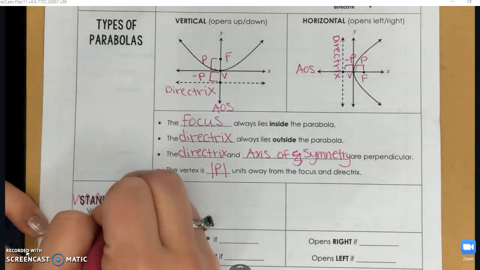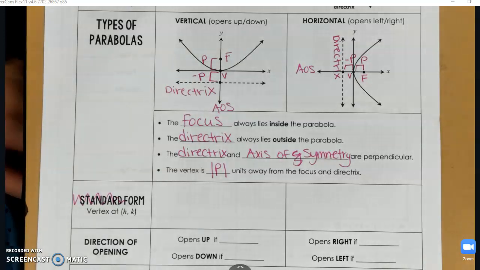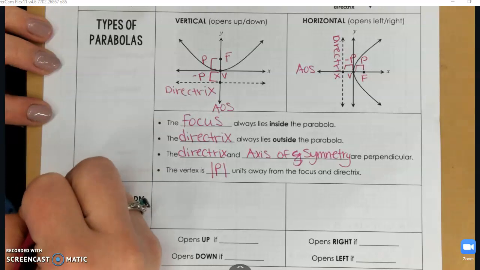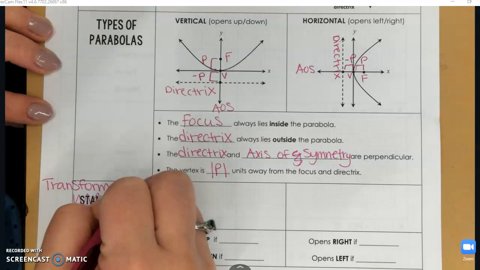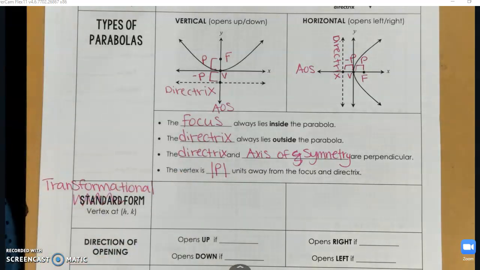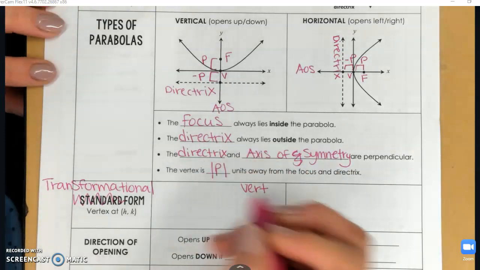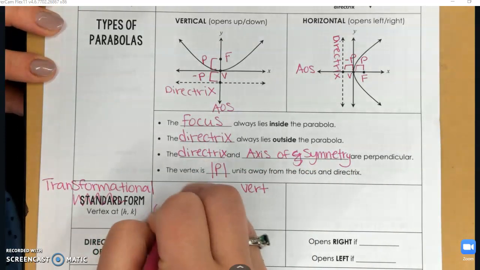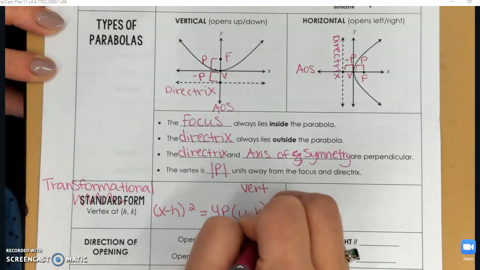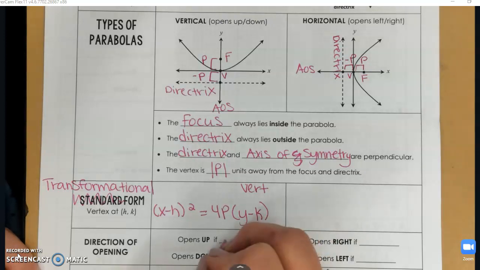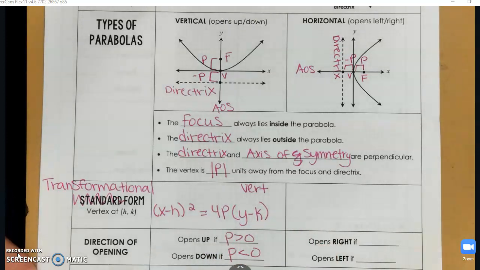And this is actually not what we have referred to as standard form. In the fall, we did vertex and standard form for parabolas. So to make a distinction, we are going to call this one transformational form. This is a special form. So for a vertical parabola, meaning it's opening up or down, we have (x minus h) squared equals 4p times (y minus k). So when p is positive, it opens up, and when p is negative, it opens down.